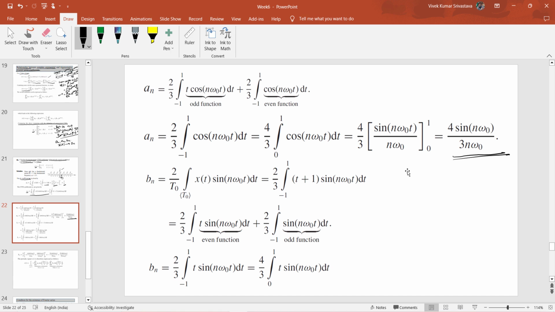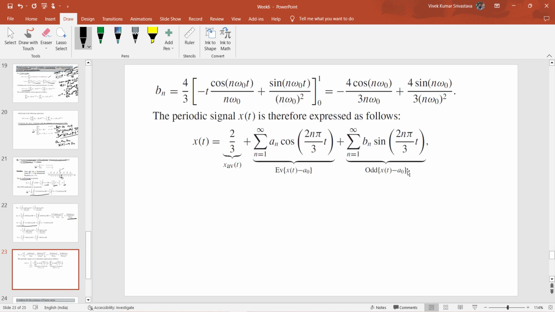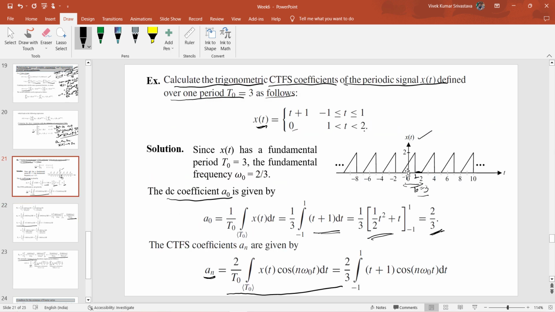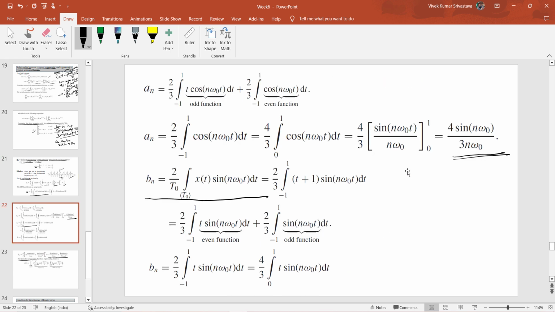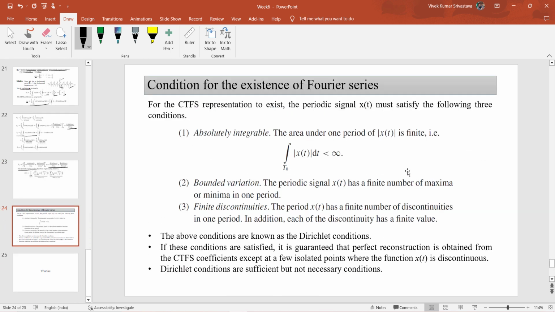Similarly, for bn we will use this expression, and once you solve this you will get the value of bn as this expression. Now you just have to put the values of a naught, an and bn here, and this is the Fourier series representation of this periodic signal plotted in this figure. Now this is the last slide.